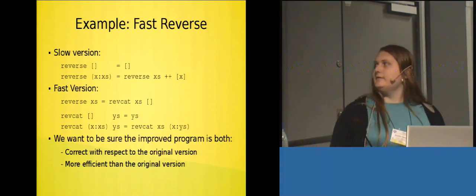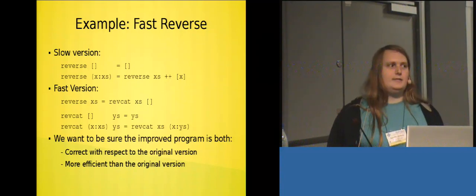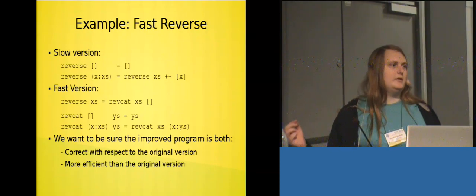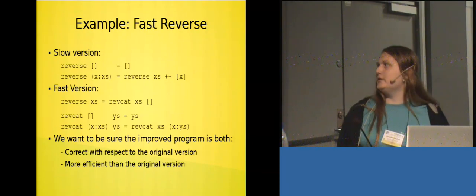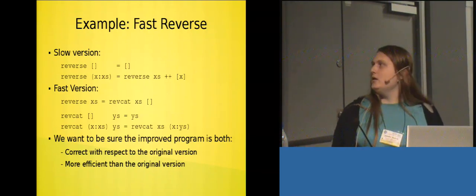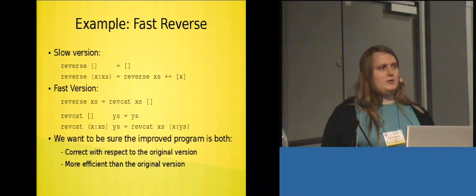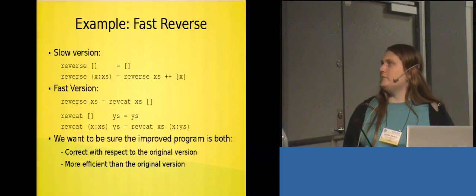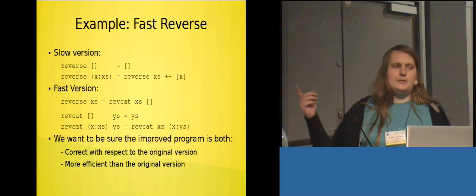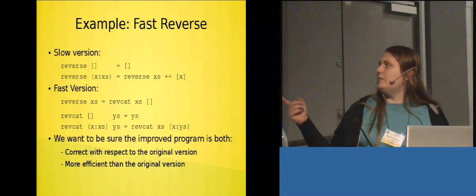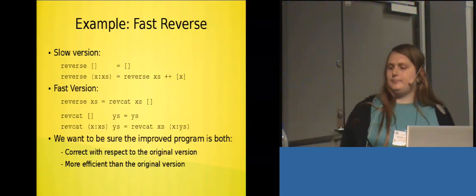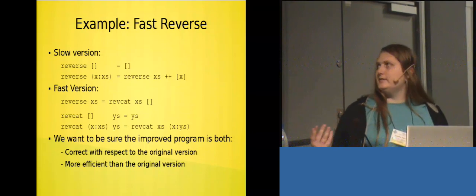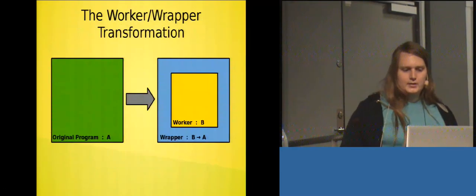So we want to be sure that this is correct, meaning we want to be able to use the new reverse function exactly where we used the old reverse function, and it wouldn't change what the program does. And we want to make sure that it's somehow more efficient, or at the very least, we don't want it to be any less efficient. In reality, the top function is quadratic, but the lower one is linear. But you have to prove that sort of ad hoc in this case, and it doesn't transfer over.